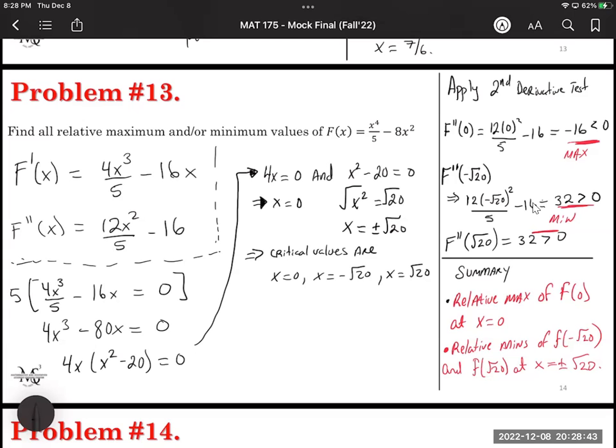But so relative extrema, they occur, my bad, Carlos. I cut you off, I'm sorry.